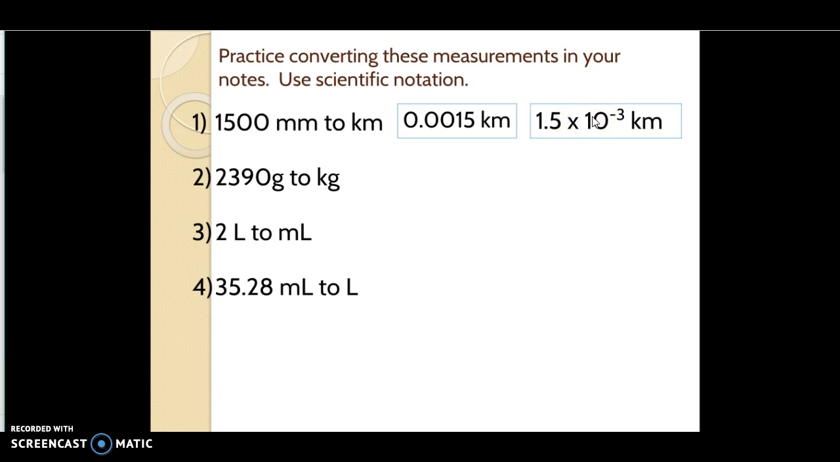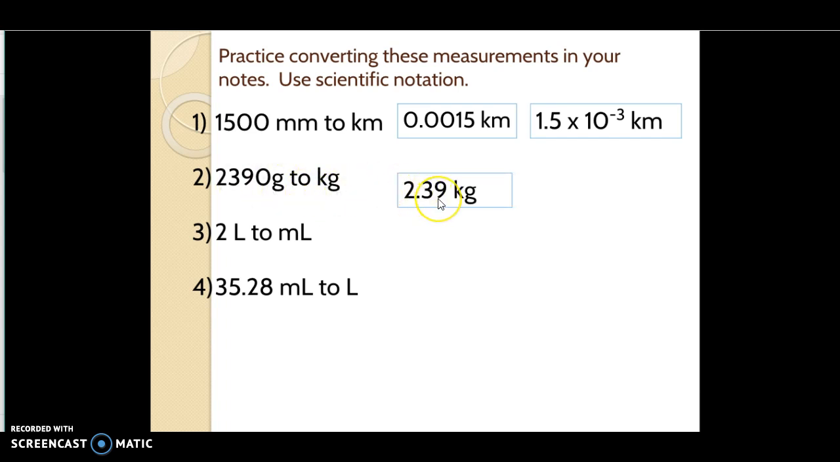All right, let's try number 2. Go ahead and write down 2,390 grams to kilograms. So if we remember from our chart, kilograms is 1,000 times the base number. So since it's a value of 1,000 and we have grams here, we're actually going to divide by 1,000, right? Because we're trying to move our decimal to the left. And so we would go 1, 2, 3 place values, and that's right, 2.39 kilograms.